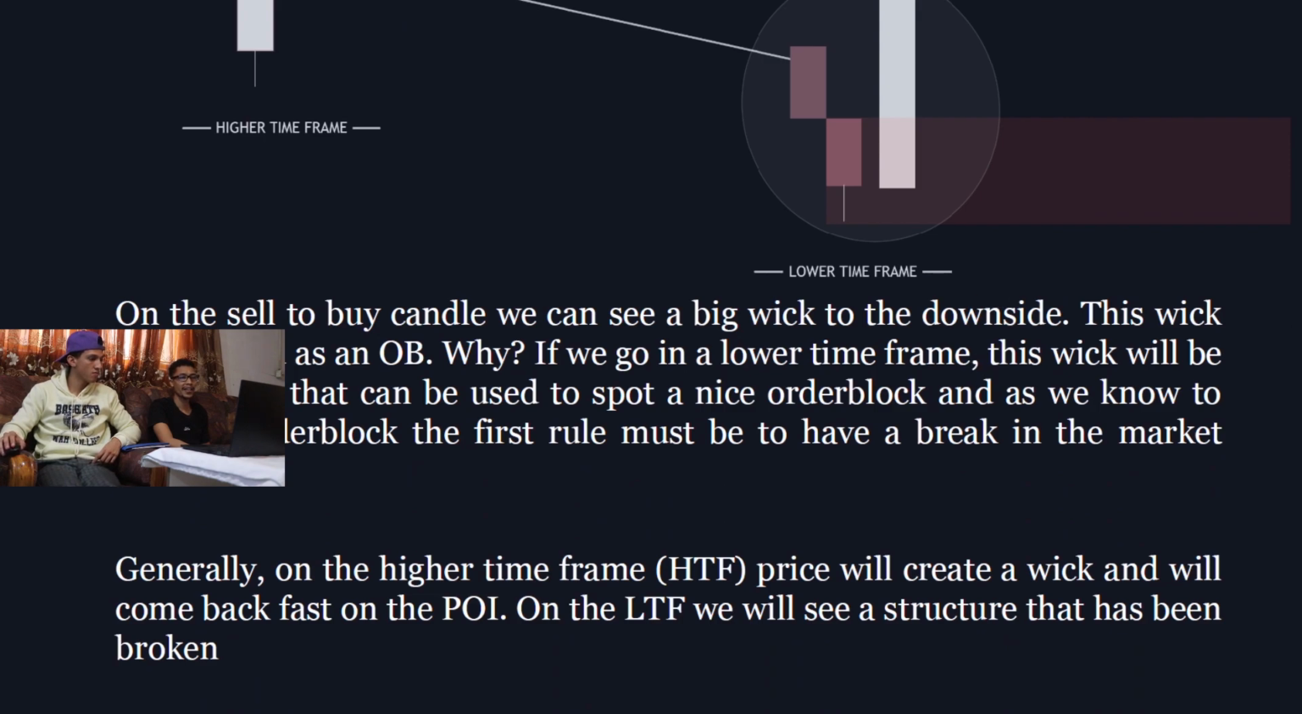On the sell to buy candle, we can see a big wick to the downside. This wick can be used as an order block. Why? If you go into a lower time frame, this wick will be a structure that can be used to spot a nice order block, and we know that to find an order block, the first rule must be to have a break in the market structure.